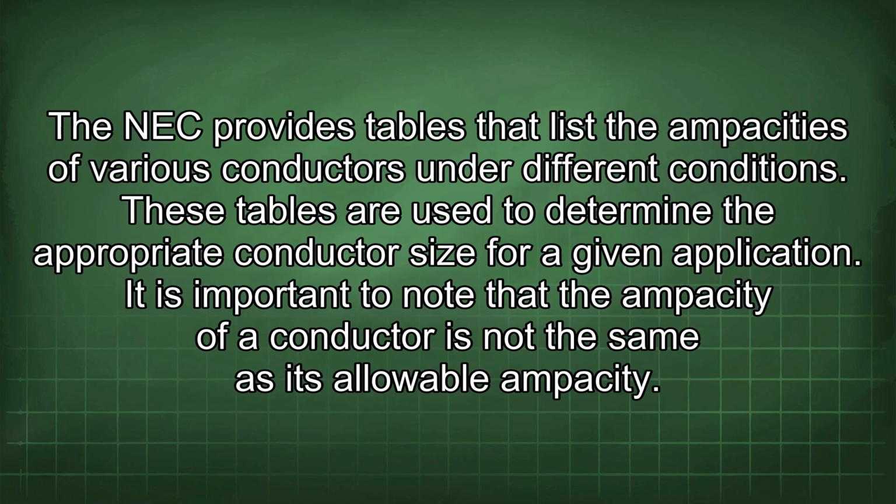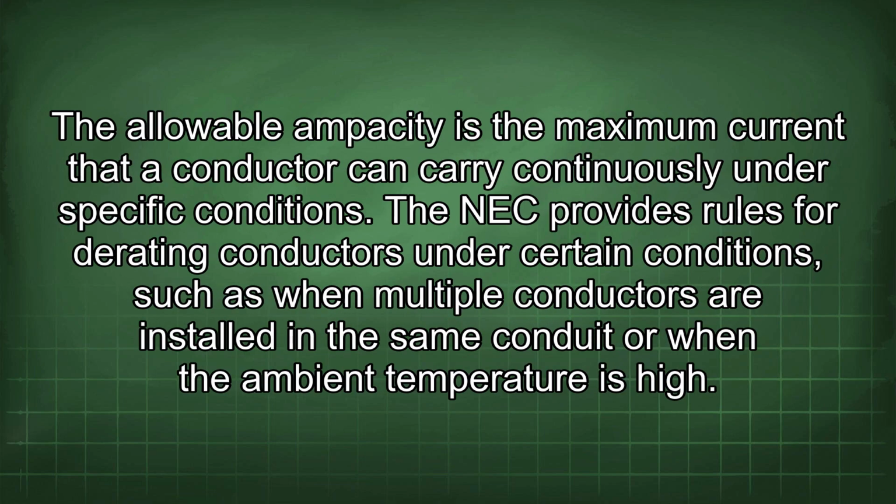The NEC provides tables that list the ampacities of various conductors under different conditions. These tables are used to determine the appropriate conductor size for a given application. It is important to note that the ampacity of a conductor is not the same as its allowable ampacity. The allowable ampacity is the maximum current that a conductor can carry continuously under specific conditions.